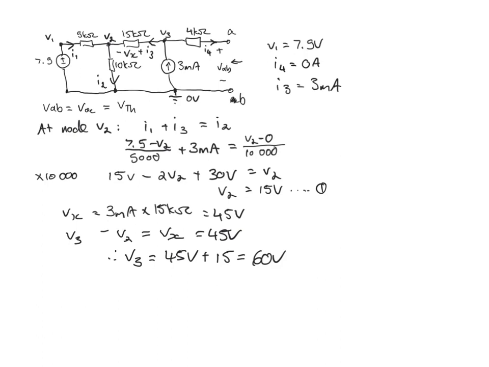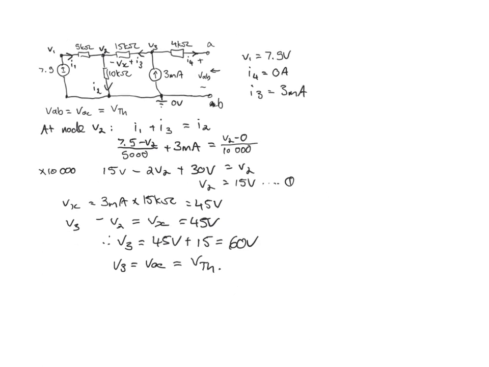And now if you look into terminals A and B, so if you're looking in this direction, then we can see there's no voltage drop across the 4 kilo ohm resistor. So in fact V3 is equal to V open circuit, and that is equal to V Thevenin.